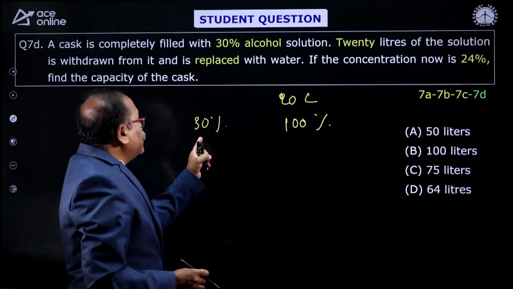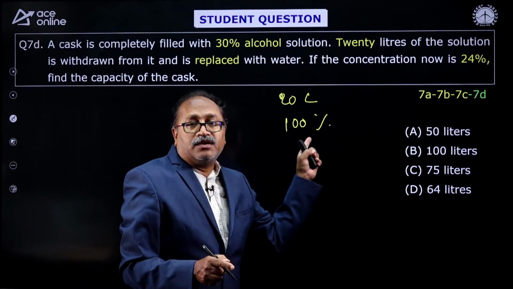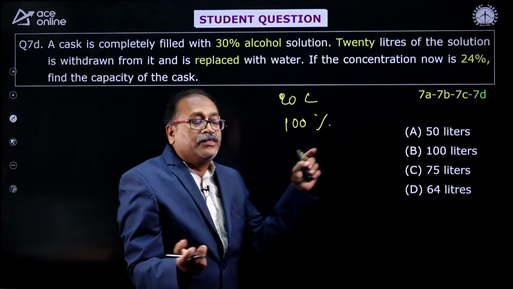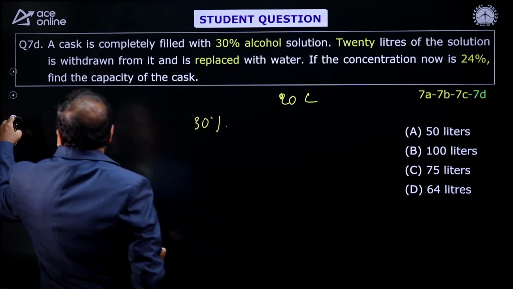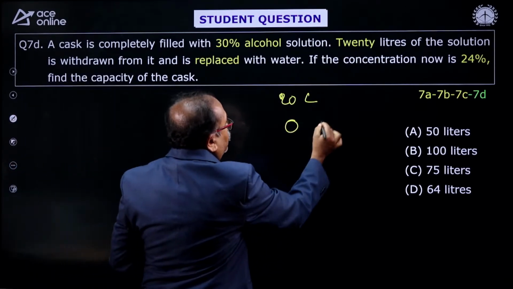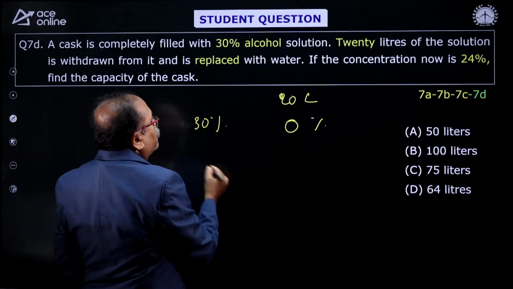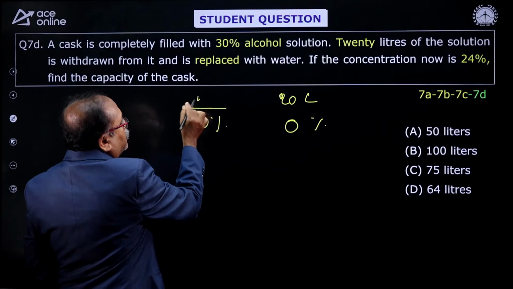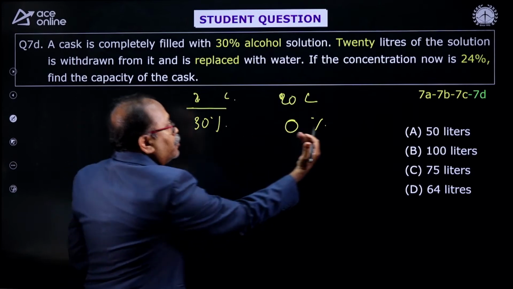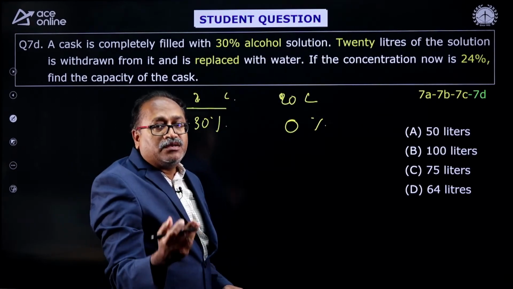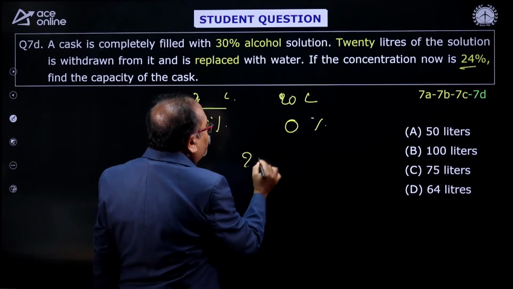Am I right? Here I have taken the alcohol, and in the water there is no alcohol. So let's take this one, then this is 0%. I don't know how many liters there are here, that is what the question mark is. Then you pour the 20 liters of water, 0% alcohol, and after the mixture it becomes 24%.